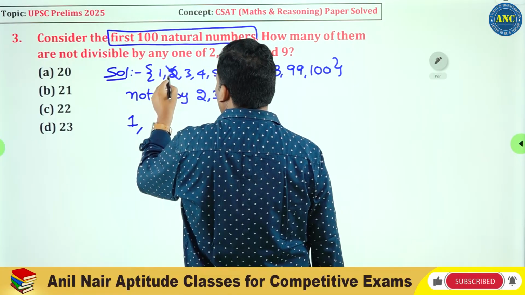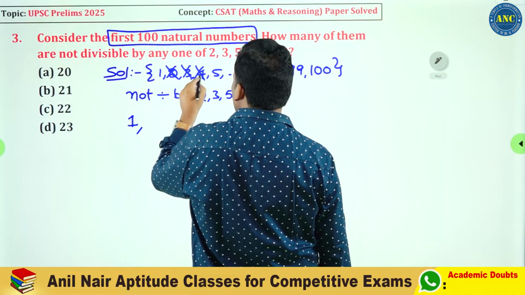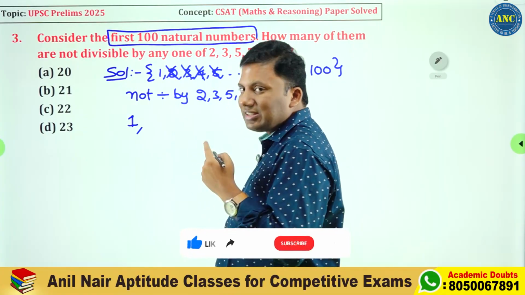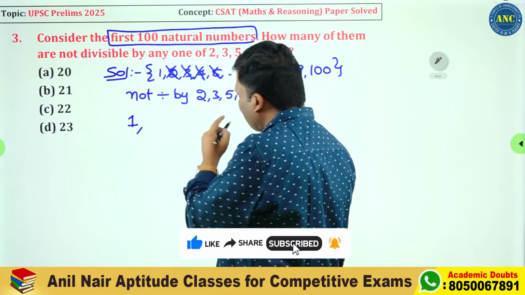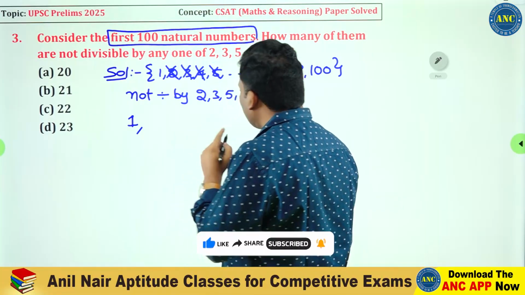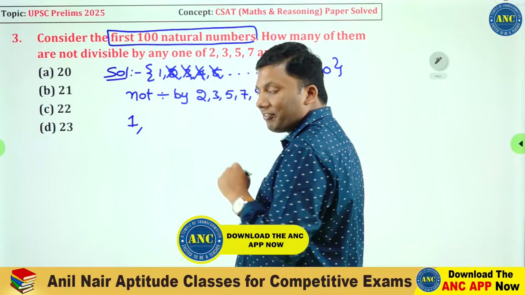2 is divisible by 2. 3 is divisible by 3. 4 is divisible by 2. 5 is divisible by 5. 6 is divisible by 2. 7 is divisible by 7. 8 is divisible by 2. 9 is divisible by 3. 10 is divisible by 2 and 5.